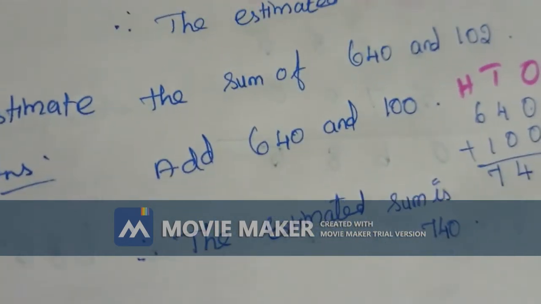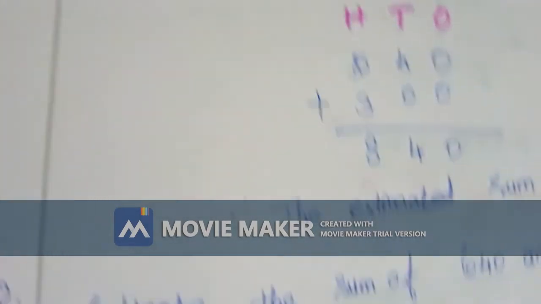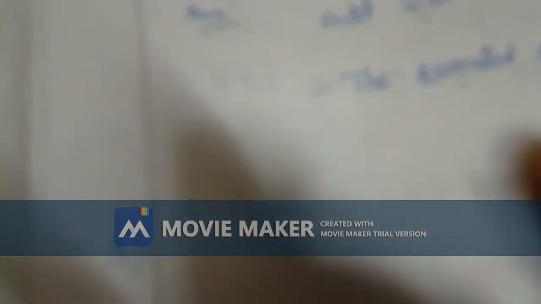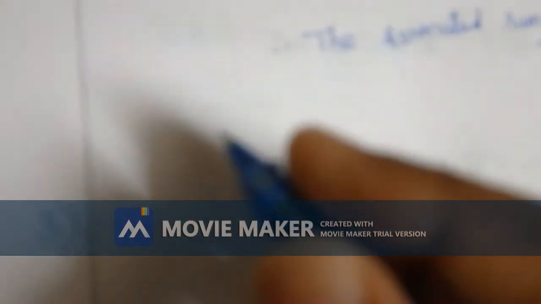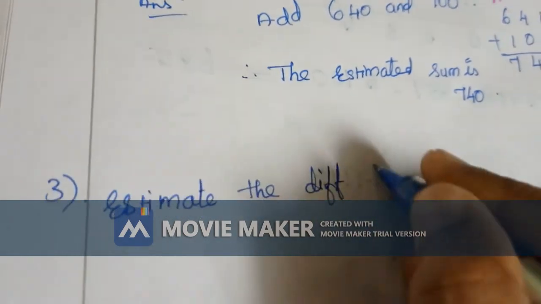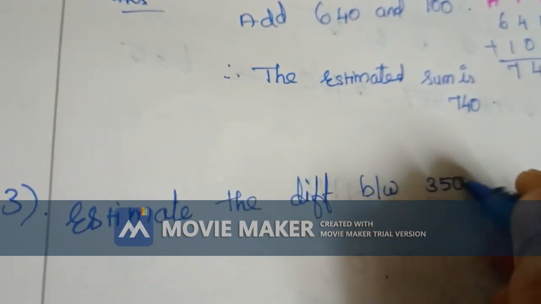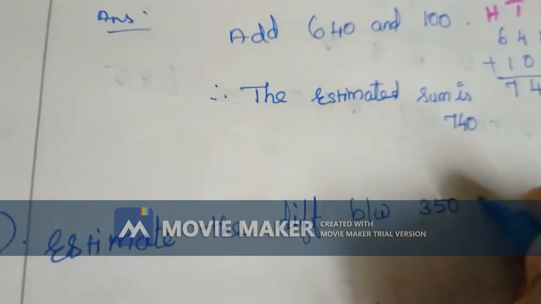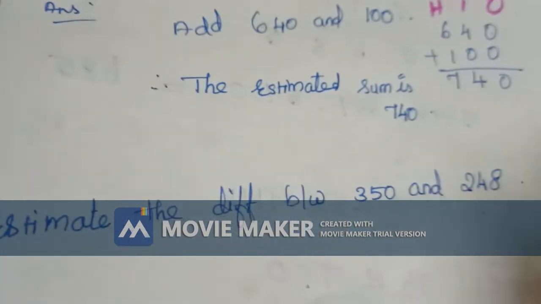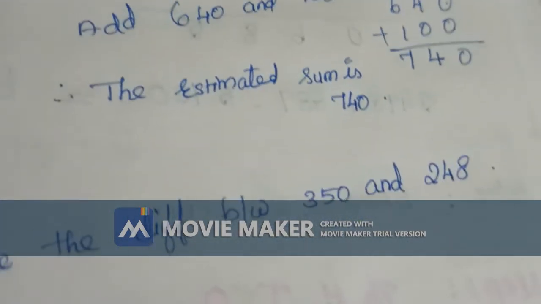Okay children, now let us look at estimating difference. This was estimating sum, and now we are going to see the estimating difference. So the first one: estimate the difference between 350 and 248.